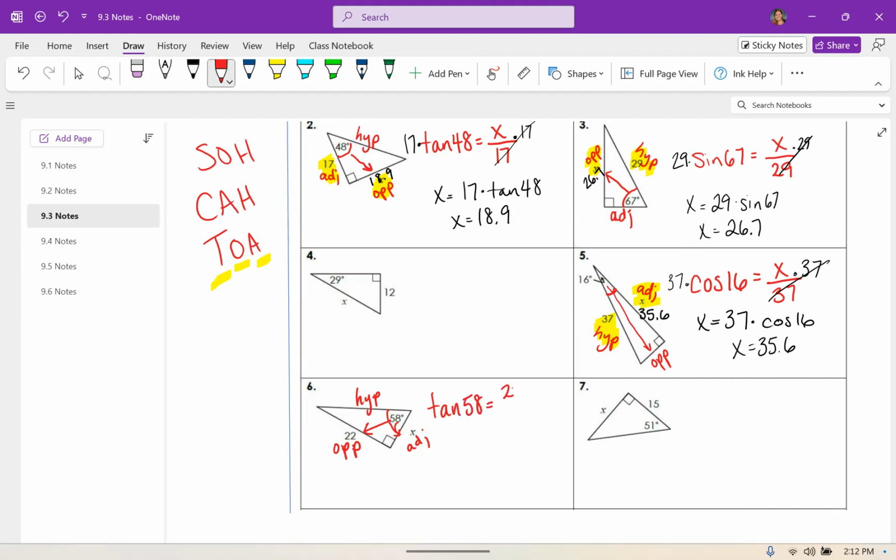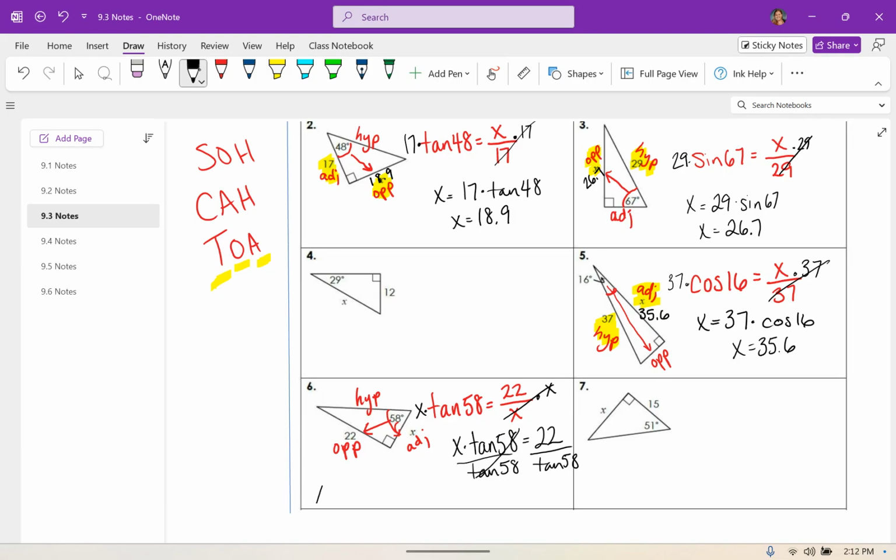equals opposite over adjacent. Okay, so we have to solve for x, and this one's a little bit more complicated because we have to get x out of the denominator first. So to get x out of the denominator, I'm going to multiply by x. Now I have x times tangent of 58 equals 22. And to get rid of multiplication, we divide. So I'm going to divide by tangent of 58 on both sides.